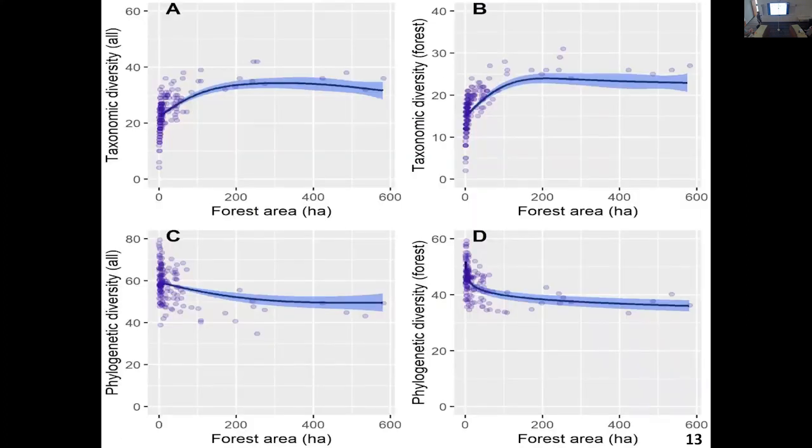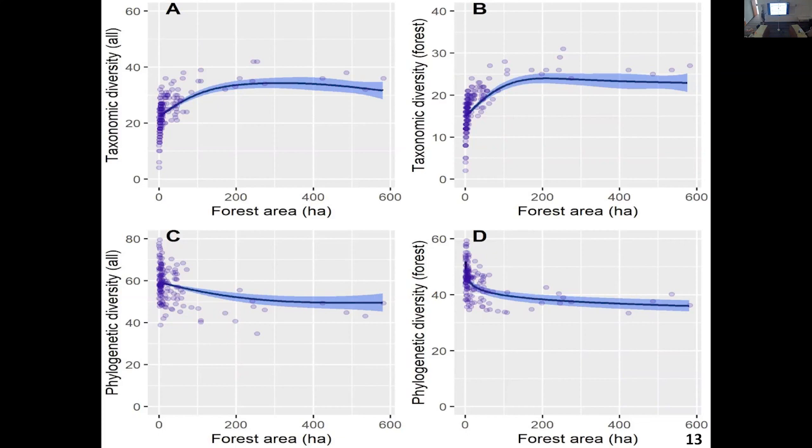Yeah, as you remember, one of the first questions we asked is what was the difference in responses between biodiversity metrics to forest fragmentation? And we see that for the taxonomic, on the top two charts, we have taxonomic diversity for both all species and forest specialists. You can see that diversity was positively correlated with the size of a forest patch, but only up to a point.